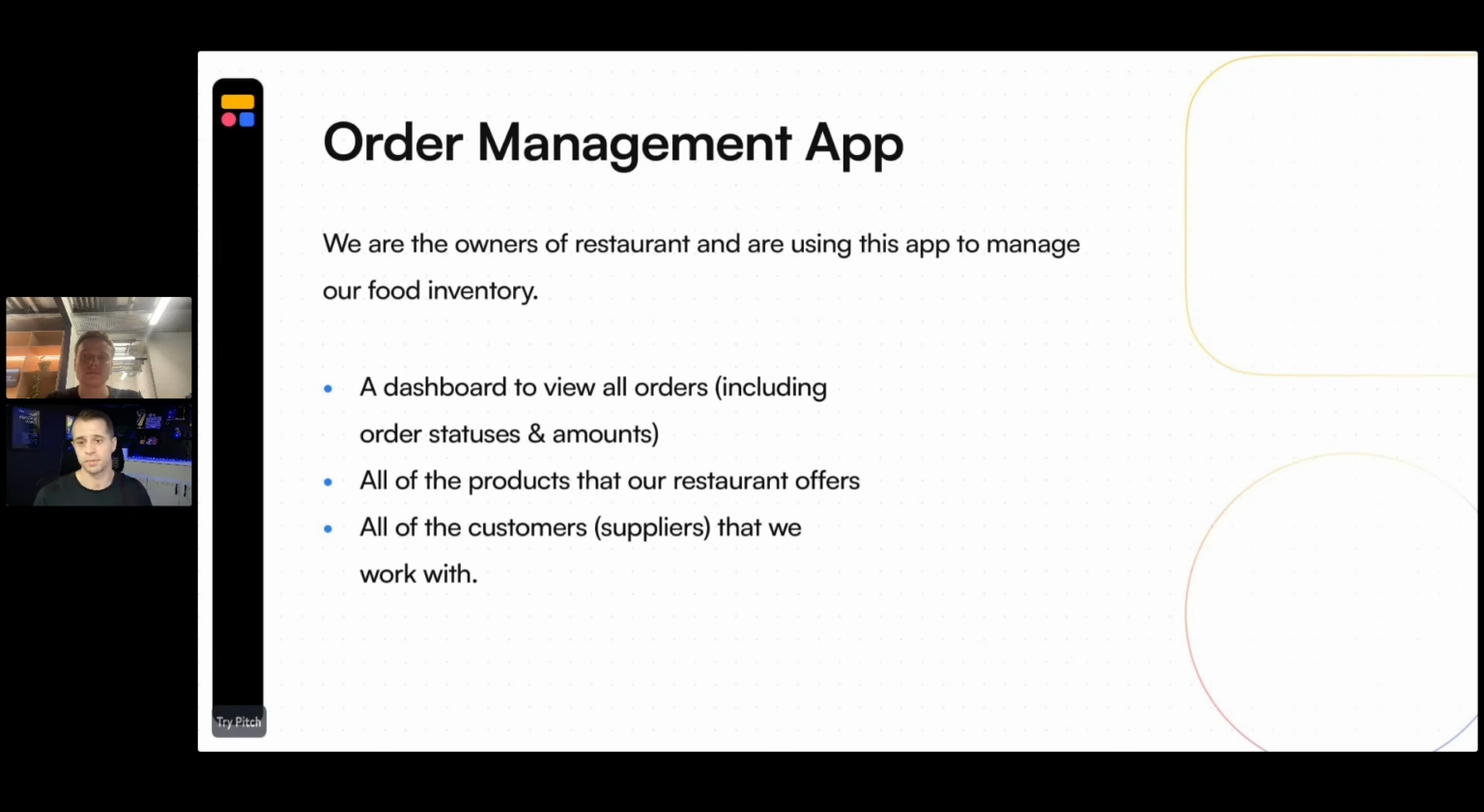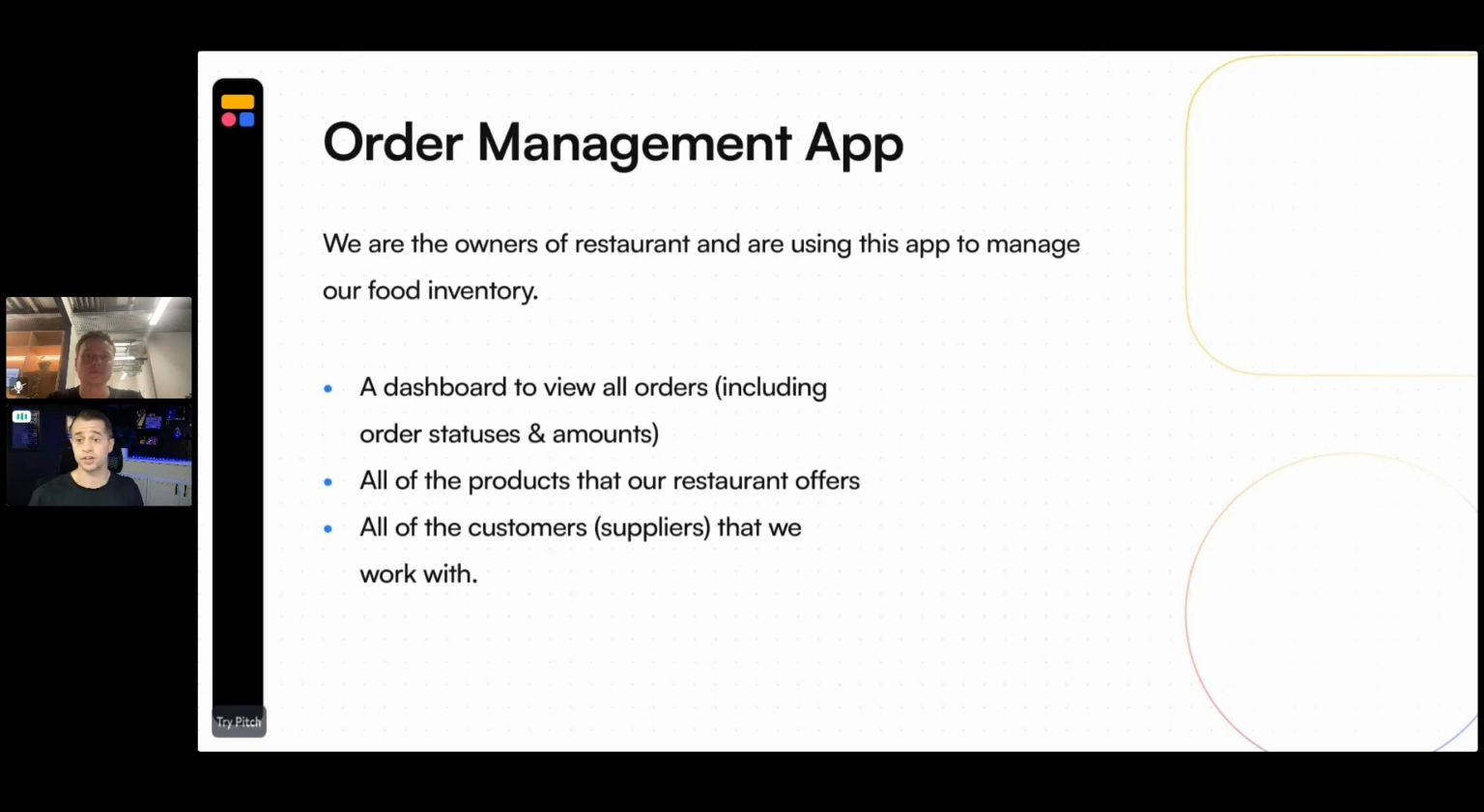So that's really cool. For this app, we are the owners of a restaurant, and we're using this app to manage our food inventory. So for example, say we are selling burgers and lobsters and all that kind of stuff. We need to place orders from our wholesaler to deliver those goods to us in order to make that food for our customers. Now we have a couple different tables, which we'll talk about in detail together.